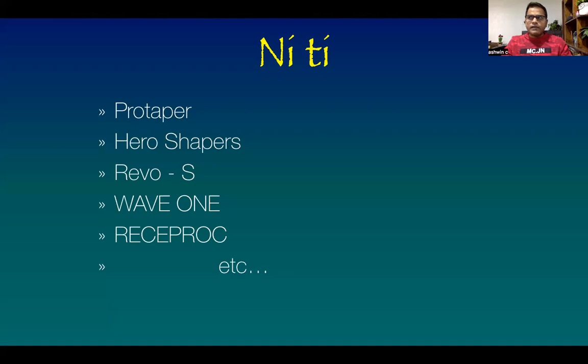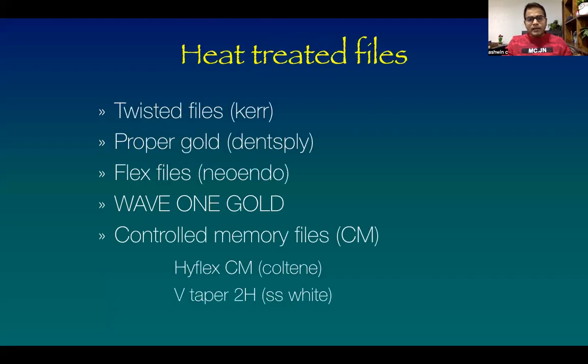Now, what are the different kinds of files as far as nitinol is concerned? In the market, there are ProTaper Universal, Hero Shaper from Micromega, ProTaper is from Dentsply, RevoS from Micromega. Now, I don't know whether they are still having it. WaveOne and Reciproc are the reciprocating files from Dentsply and VDW. Okay, these are the examples of nitinol files. And what are the heat treated files? Examples of heat treated files: Twisted File from Kerr, ProTaper Gold, Flex File from NeoEndo, WaveOne Gold, and the beautiful file from Coltene, that is HyFlex CM, and V Taper from SS White. So these are a few examples of heat treated files.